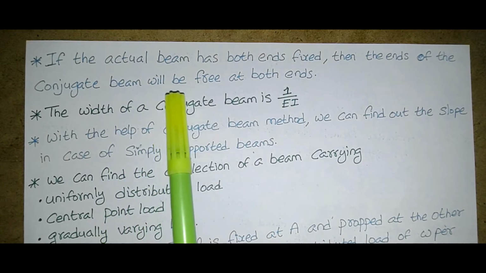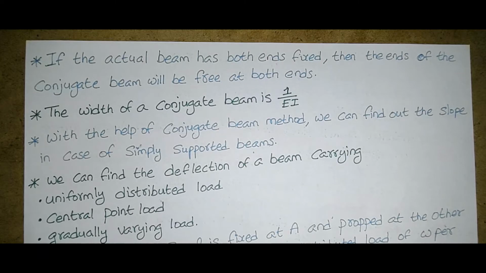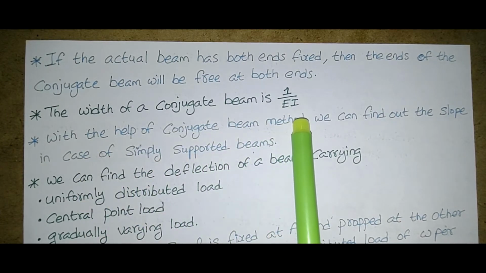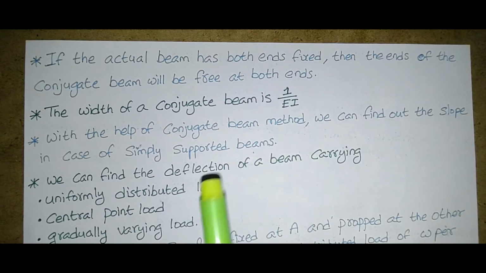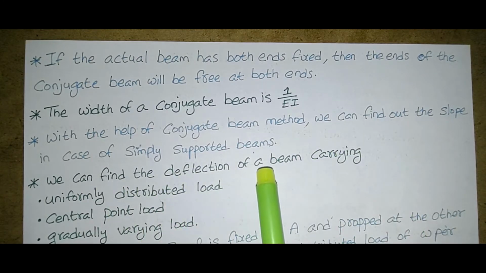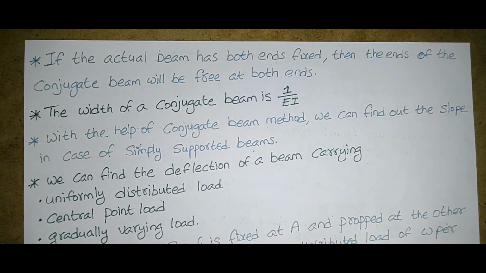If the actual beam has both ends fixed, then the ends of the conjugate beam will be free at both ends. The width of a conjugate beam is 1 by EI, 1 by E into I. With the help of a conjugate beam method, we can find out the slope in case of simply supported beams. We can find the deflection of a beam carrying uniformly distributed load, central point load, gradually varying load.